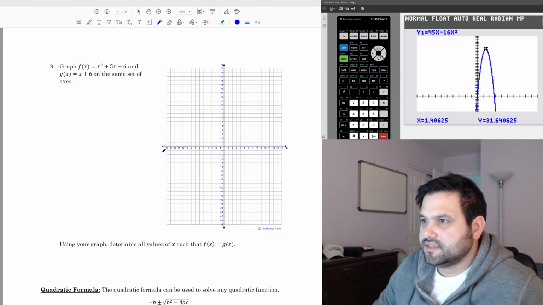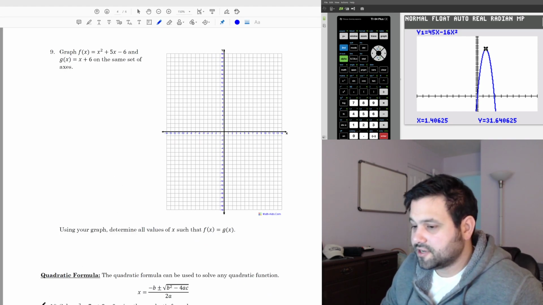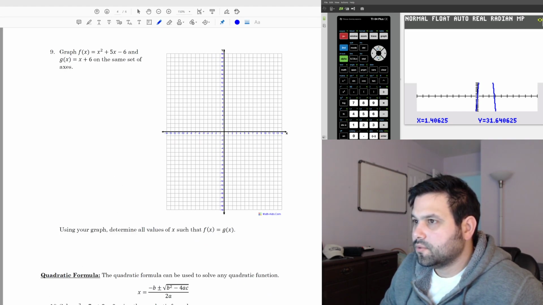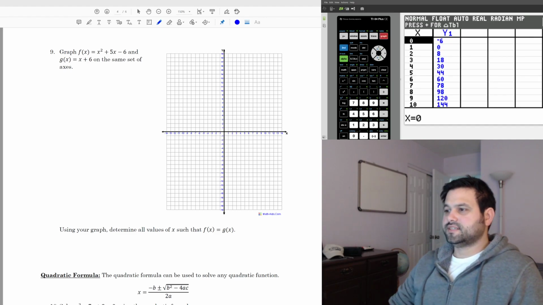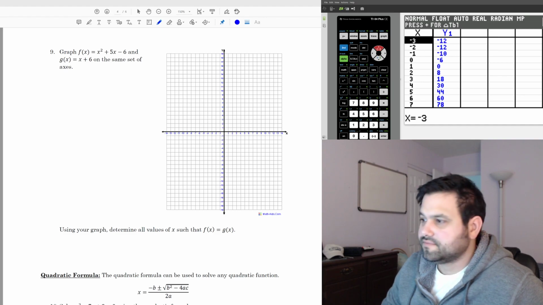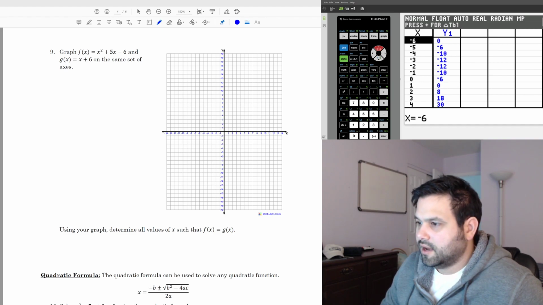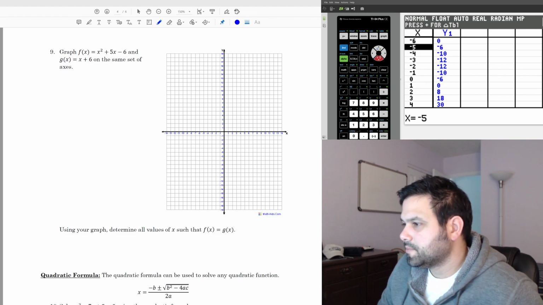Number 9, we're graphing these two functions on the same set of axes. So I'm going to go ahead and just use my calculator to help me out here. Let's go y equals, plug in x squared plus 5x minus 6. And I'm going to look at the table, because that's going to give me some nice points that I can fit on this graph. I usually kind of look for that symmetry idea there. So now I can just start plotting these points.